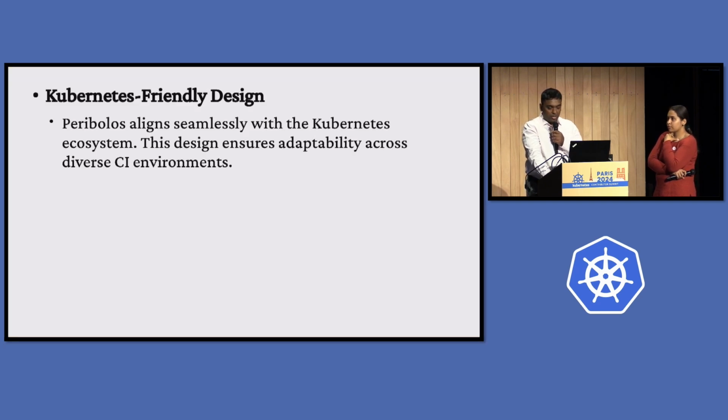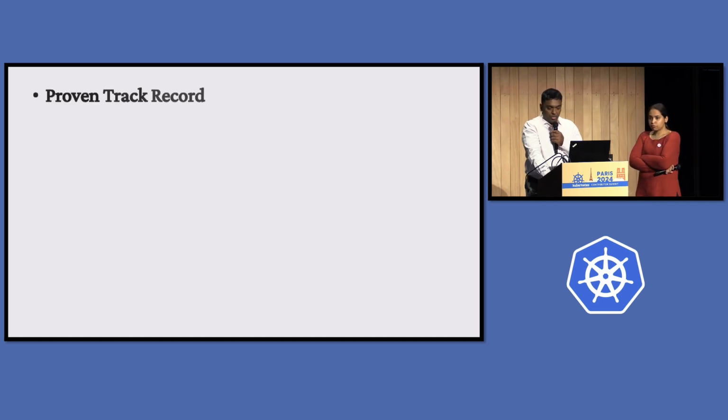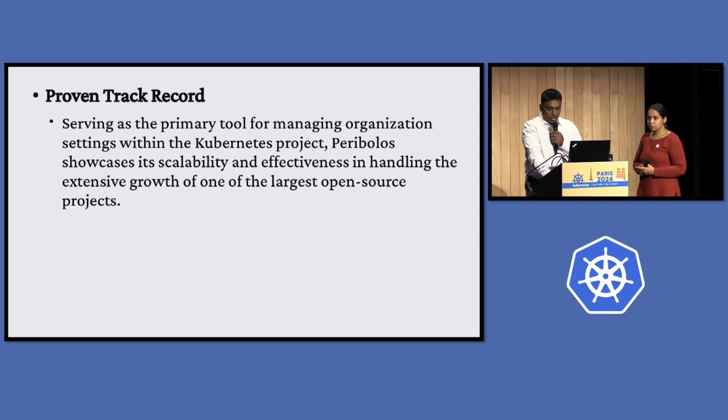So wrapping this all up, Peribolos has a Kubernetes-friendly design. It aligns seamlessly with the Kubernetes ecosystem. Its design ensures adaptability across diverse CI environments. You can see the use of Peribolos inside a Kubernetes cluster over here. Over the years, Peribolos has proven itself. It's our primary tool for managing organization settings in the project, and it serves as an excellent showcase for its scalability and effectiveness in handling the inexorable growth of one of our largest open source projects.